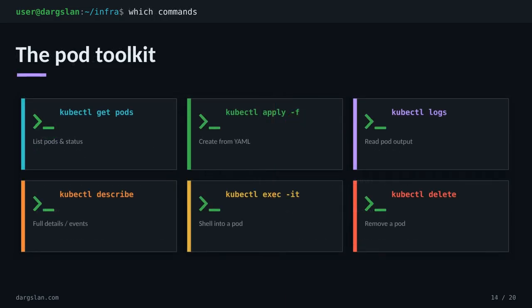Actually working with pods means living in your terminal, so let's talk tools. There are really just 6 kubectl commands that'll carry you 90% of the way. Get pods to see what's running, describe to dig into the details and events when something's off, logs to read what your container is saying, exec -it to drop into a shell inside the pod, apply -f to create things from a YAML file, and delete when you want it gone. Learn these 6 and you can navigate almost any cluster.